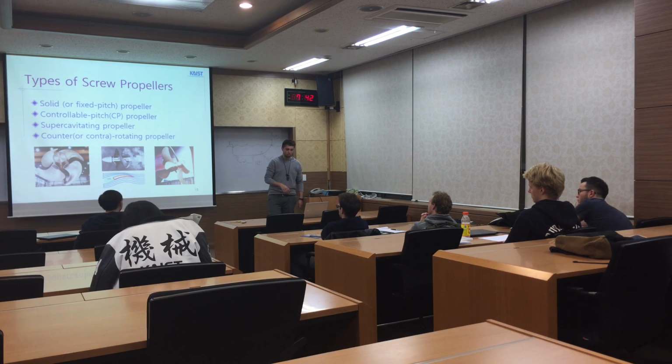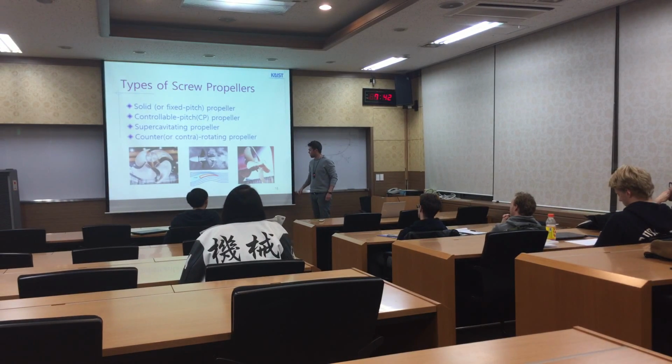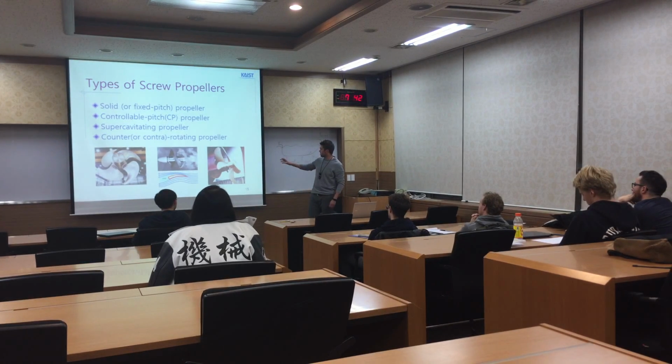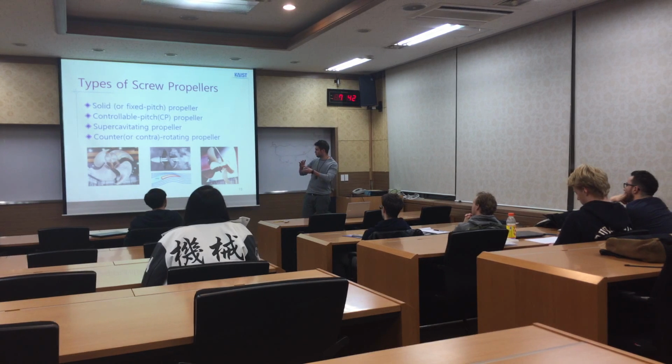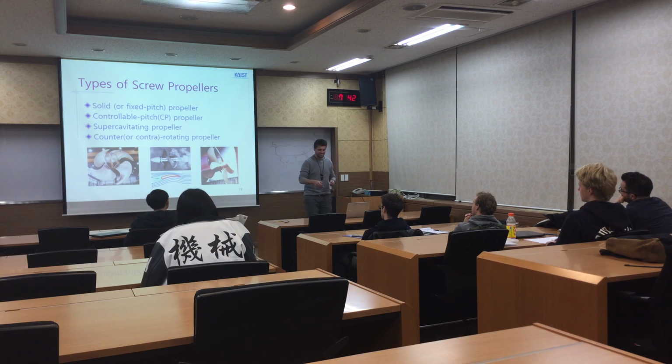And the counter-rotating or contra-rotor propeller, you can see it here, is very, very expensive and very complicated to build. Basically you have two propellers of the same size turning in opposite directions, and it's normally used for torpedoes, because the military has a lot of money, so they use it.